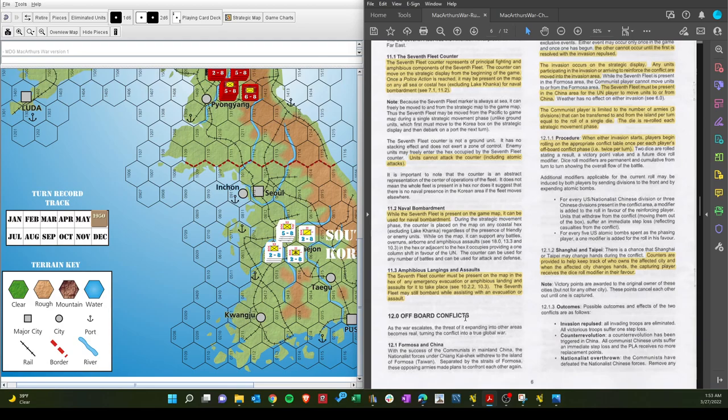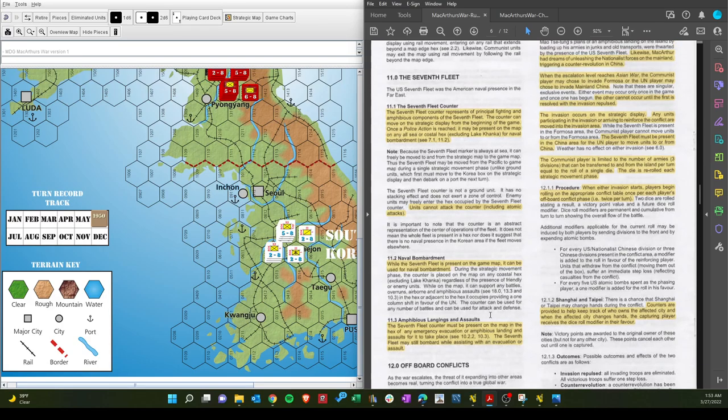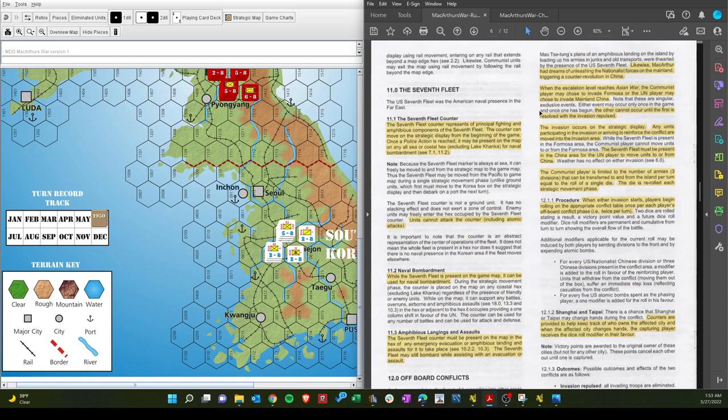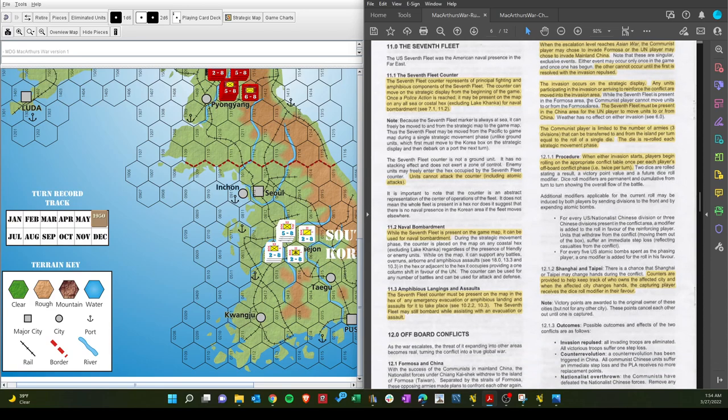Offboard conflicts. We kind of touched on this. Formosa and China, Asian war escalation. This is a procedure when the invasion starts. It's one or the other. So whoever does one first, you can't do the other. So if the Chinese quickly jump and say we're invading Formosa, well, now the UN can't attack communist China until that has been resolved. Actually, if you succeed in one or the other, then that's it too, because it kind of represents either national Chinese falling or a revolution in communist China.